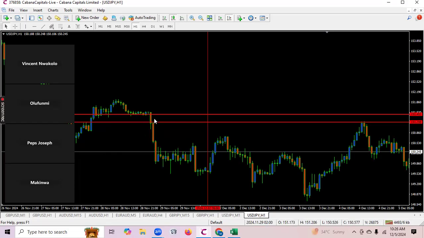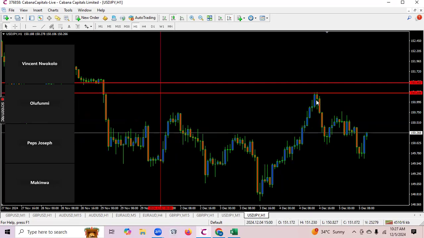We also have a fair value gap here. Price already filled this fair value gap, and you can see the pattern that formed after the gap got filled. That is an angry man.